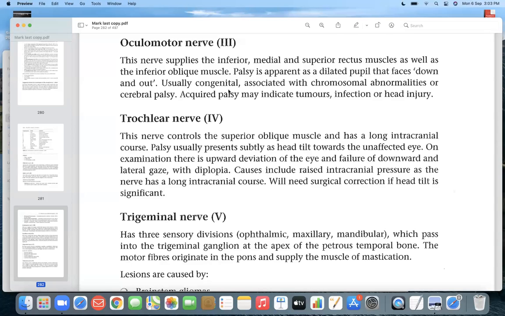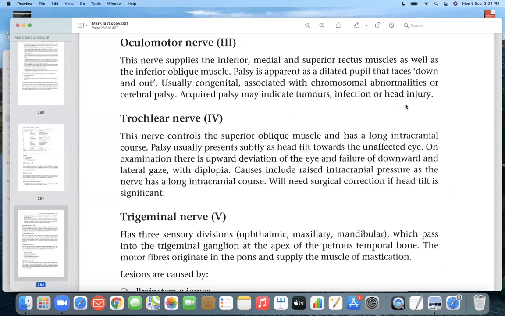So usually it can be congenital, associated with chromosomal abnormalities, or even in cerebral palsy. Acquired palsy, so from the birth the child was okay, but suddenly this happened, may indicate tumor, infection, or head injury. For all cases in CNS, you can remember trauma, tumor, infection. This is the broad differentials you can always give in acquired cases.